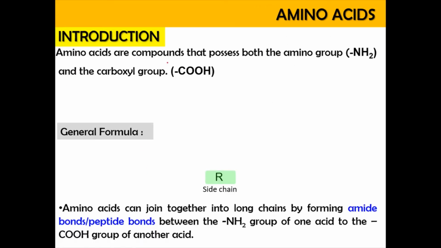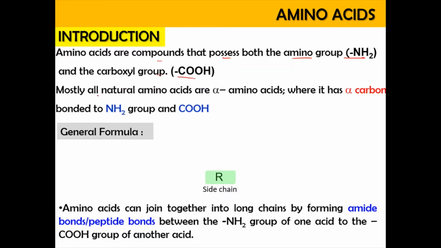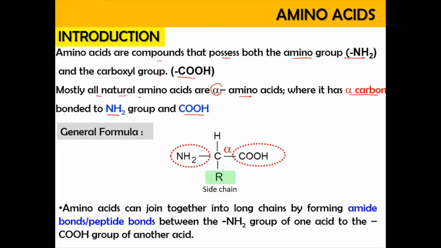So amino acids are basically compounds that possess both the amino group, which is NH2, and the carboxyl group, COOH. Okay, and mostly all the natural amino acids are basically alpha amino acids, where it has an alpha carbon that is bonded to the NH2 group and the COOH group, which is the carboxylic group. So when you look into the general formula here, this is the alpha amino acid because it has an alpha carbon. So the alpha carbon is going to attach to the amino group as well as the COOH group here, which is the carboxylic group. And the R here is referring to the side chain, and R here can be hydrogen, alkyl, or even any aryl group derivative.